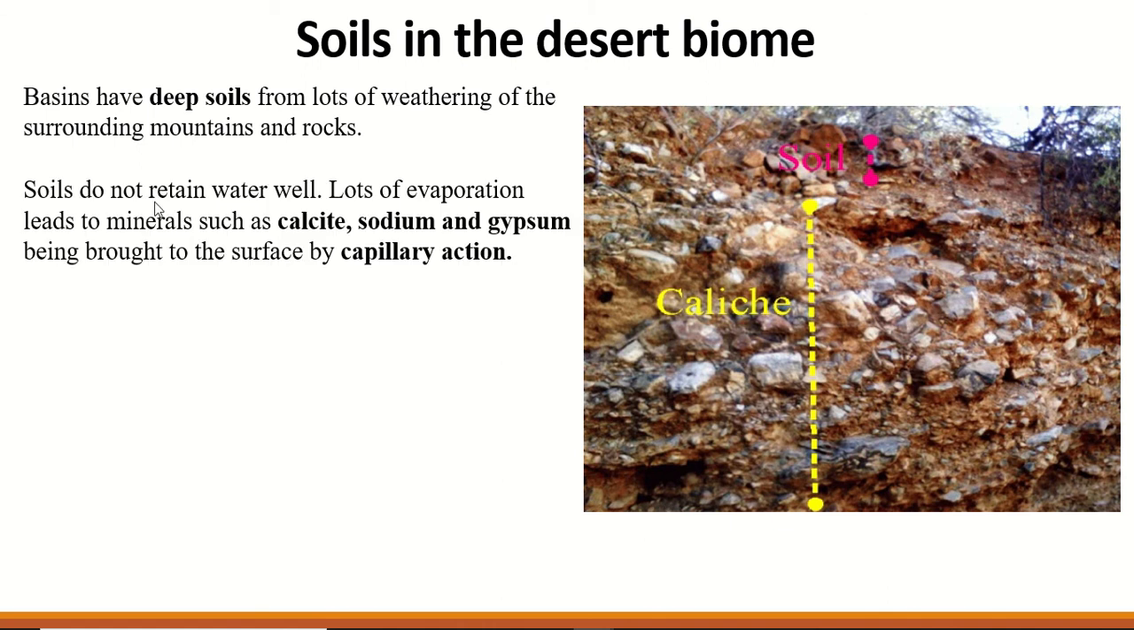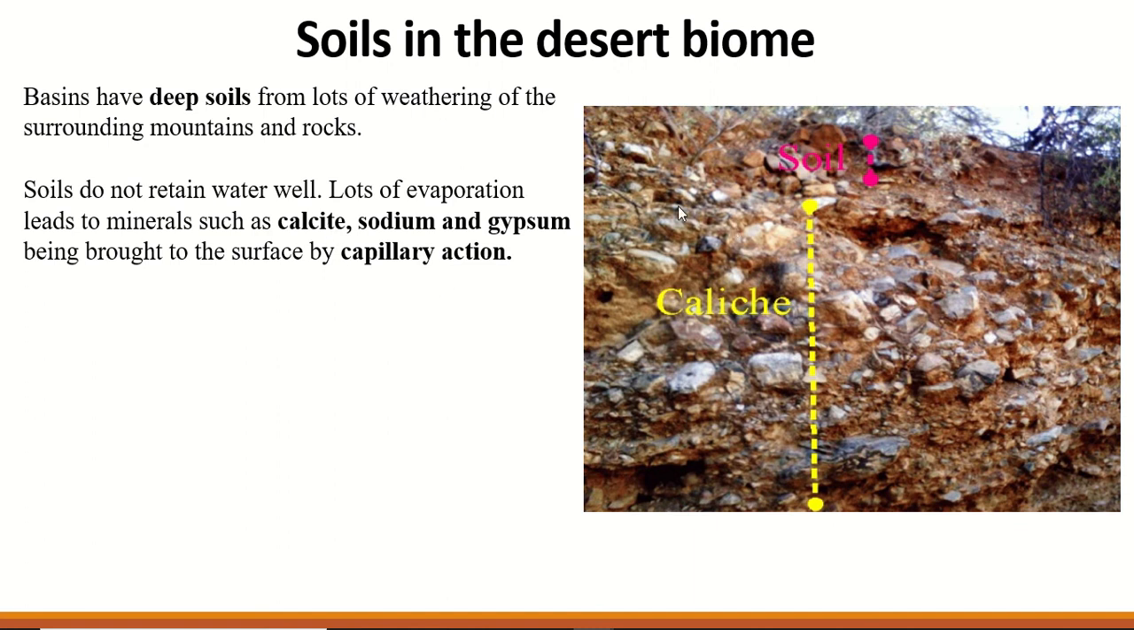Desert soils do not retain water well. There's lots of evaporation. Lots of evaporation leads to minerals such as calcite, sodium, and gypsum being brought to the surface by capillary action. Why is there lots of evaporation? Because of the heat. But we know there's not a lot of water to evaporate. There are no lakes or rivers. So instead of evaporating water, vital minerals, calcite, sodium, and gypsum get brought to the surface by something called capillary action, and these are vital minerals that the soil needs.